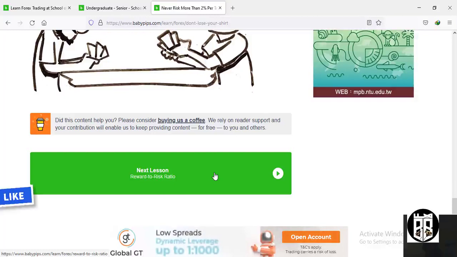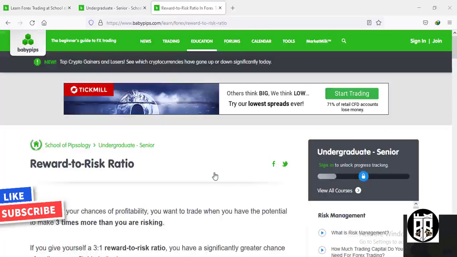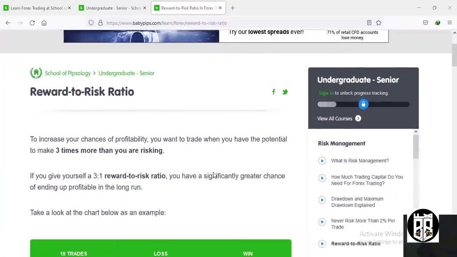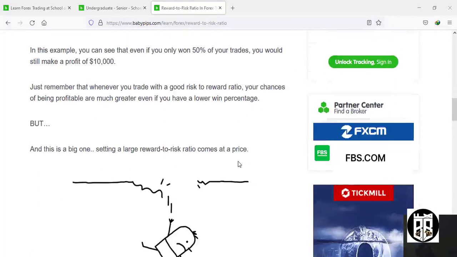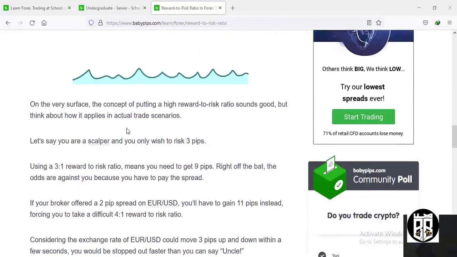The next lesson talks about risk to reward ratio. So here we are on risk to reward ratio. Now the rule is this: you want to take a trade when you have the potential of making 3 times more than you are risking. So give yourself a 3 reward to 1 risk ratio. Okay, now this is how it looks. Let's say you lose 1 trade, you win 1. You lose 1, you win 1. So if you lose $1,000, when you win you should make $3,000, and that's a 3 to 1 risk to reward ratio. It is very, very important.